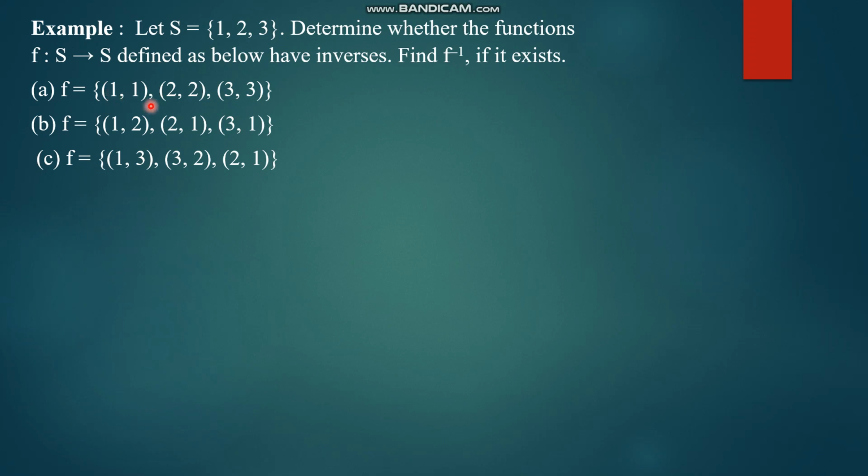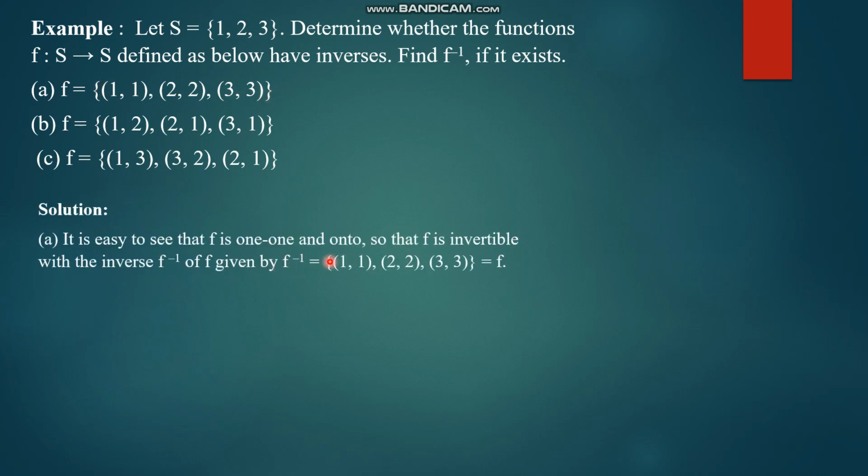Whenever you have to prove the inverse exists, the function should be one-one and onto. We can see that no element is repeated in the second set, so it is one-one. And no element is left out. Obviously there are 3 elements, 1, 2, 3, and all of 1, 2, 3 are related. Of course this is the identity function, as you can see. So obviously f is one-one and onto, so f is invertible. How to find the inverse? Inverse is very simple. We just have to reverse this. (1,1) is reversed as (1,1) again, (2,2) reversed (2,2), (3,3) reversed (3,3). So it is f itself. So f inverse is f itself.